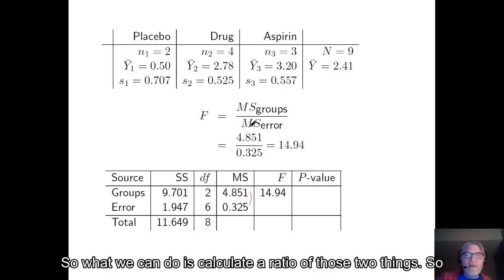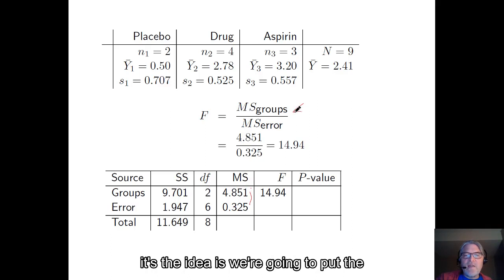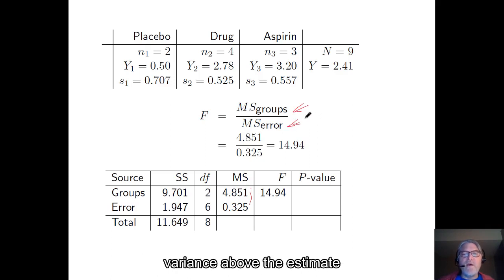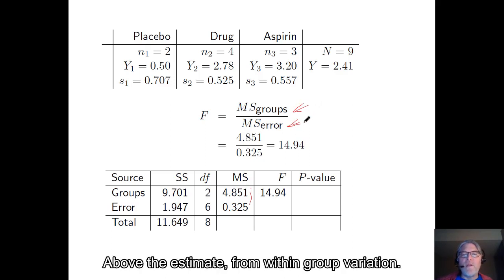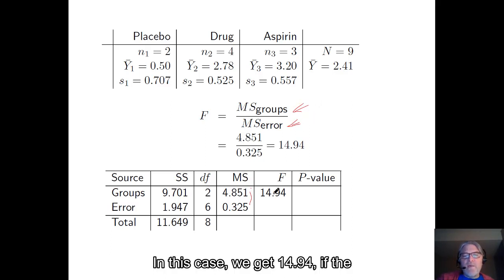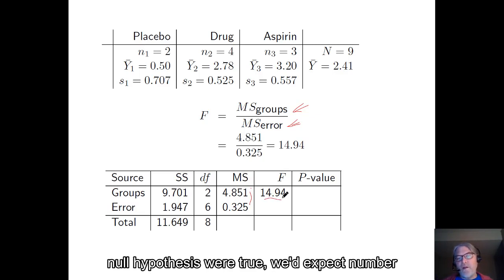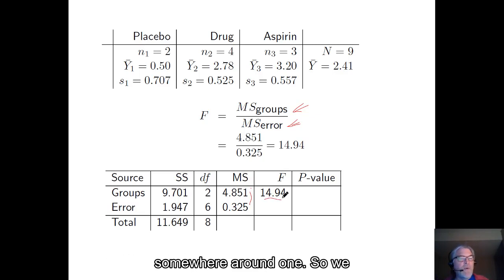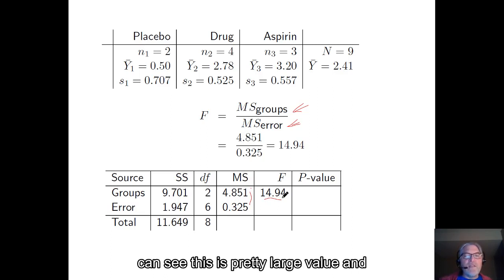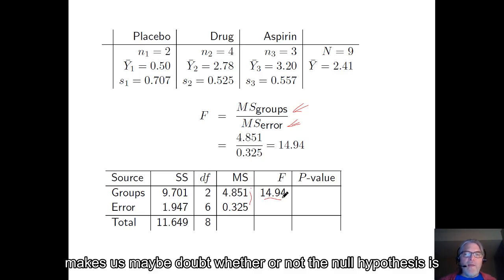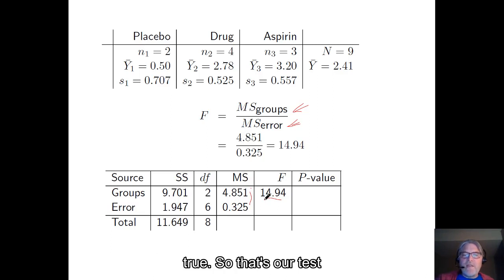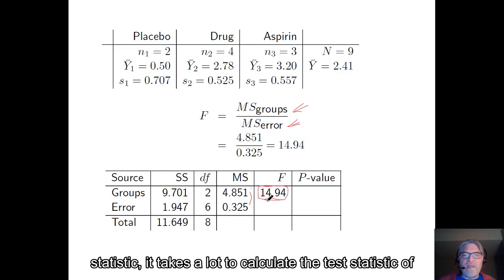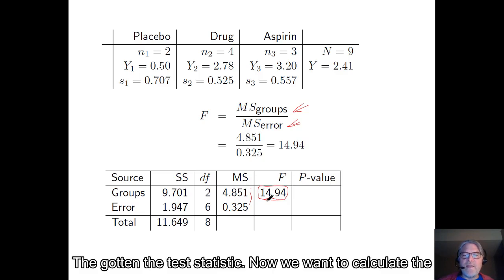So what we can do is calculate a ratio of those two things. The idea is we're going to put the estimate from between group variation above the estimate from within group variation. In this case, we get 14.94. If the null hypothesis were true, we'd expect numbers somewhere around 1. So we can see this is a pretty large value, and it makes us maybe doubt whether or not the null hypothesis is true. So that's our test statistic. It takes a lot to calculate a test statistic for ANOVA. So we've finally gotten the test statistic.